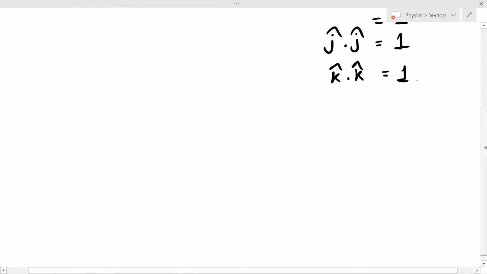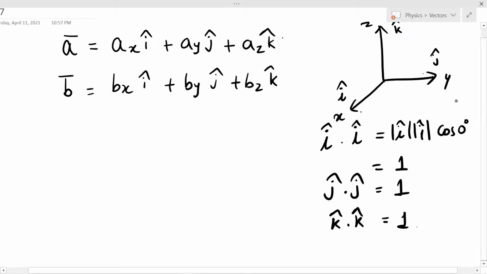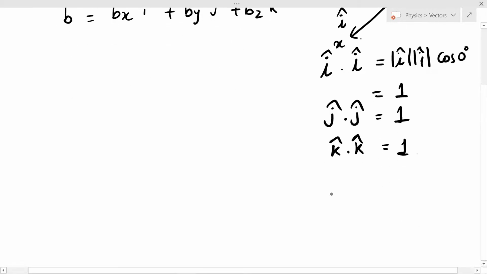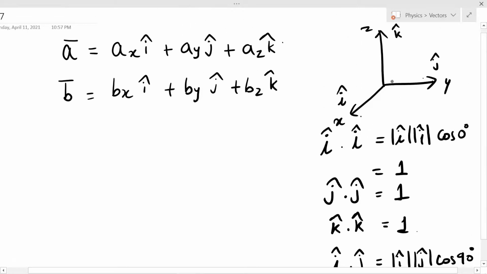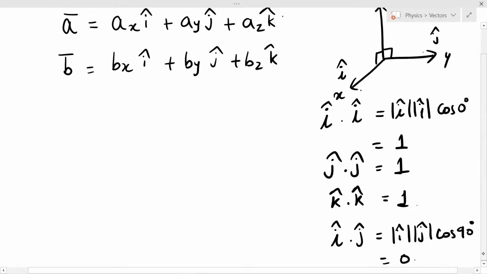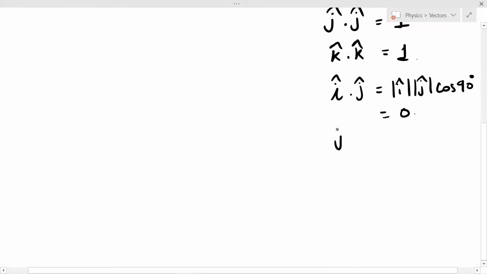Now let's calculate the dot product between different vectors, that is i cap and j cap, suppose. So i cap dot j cap will be modulus of i cap and modulus of j cap into cos of 90 degree. So cos 90 is 0, so this becomes 0. And similarly, the dot product between j cap and k cap will be 0 because the angle between them is 90 degree, and i cap dot k cap is also 0 because the angle between i cap and k cap is also 90 degree.